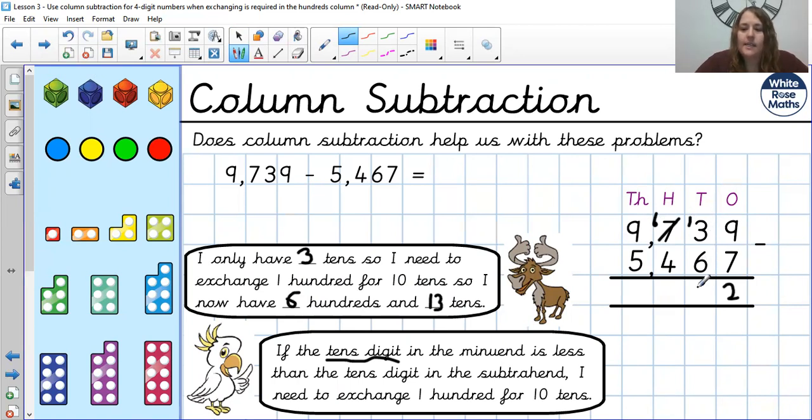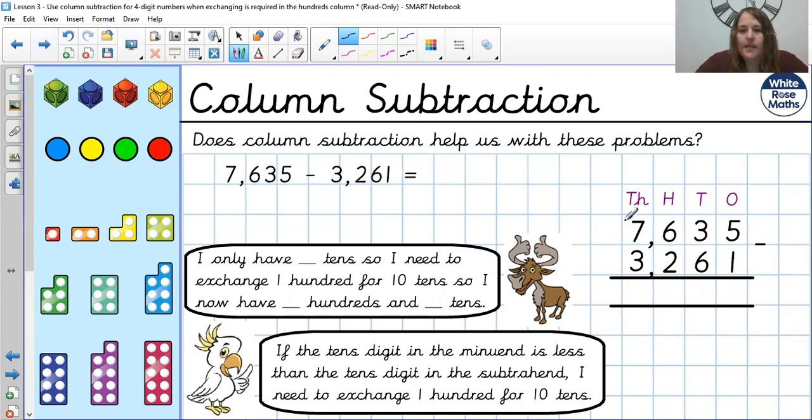13 take away 6 is 7. 6 take away 4 is 2. And 9 take away 5 is 4. So our answer is 4,272. Brilliant. Okay, let's have a look at another one.